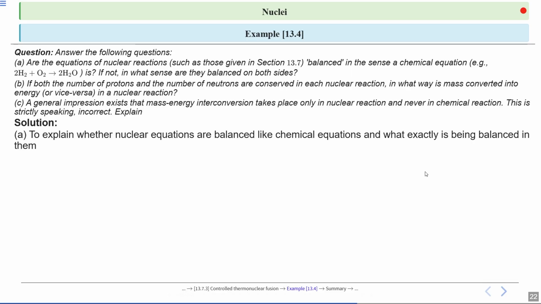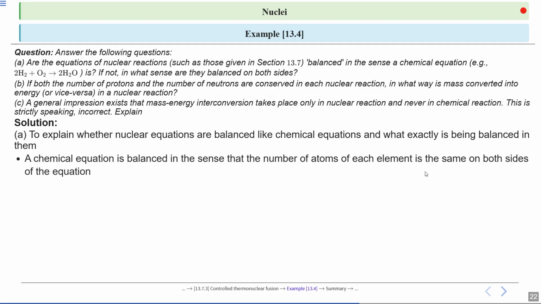First, let's focus on how part A of the question is being solved. We are being asked whether nuclear equations are balanced in the same way as chemical equations, and if not, what exactly is balanced in the nuclear reaction. A chemical equation is balanced in the sense that the number of atoms of each element is the same on both sides of the equation. Chemical reactions only change how atoms are combined, they don't change the actual atoms themselves. The atoms are simply rearranged into new molecules, but the total number of each type of atom stays the same.